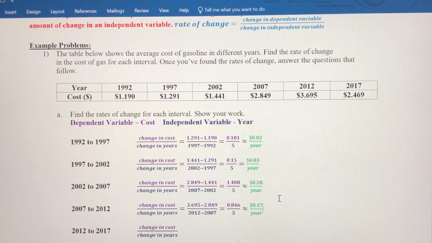And then finally from 12 to 17, gas actually went down from 2012 to 2017. In 2017 it was 2.469. In 2012 again it was 3.695. So I'm going to subtract the years in the denominator, and that gives me negative, it's negative this time because it went down, $1.226 over that 5-year period, which averages out to about a quarter per year on average that it went down. So notice I made this one red because the rate of change was negative. Gas went down during that interval.